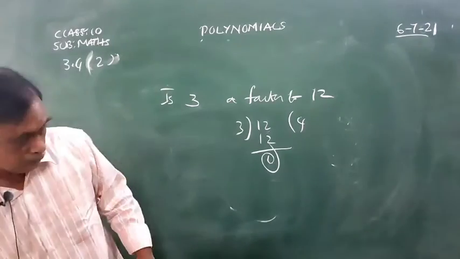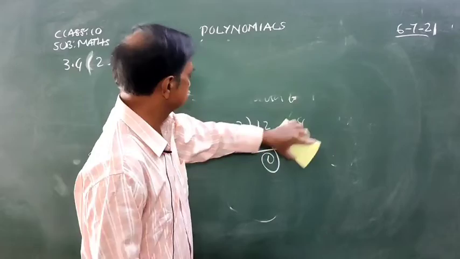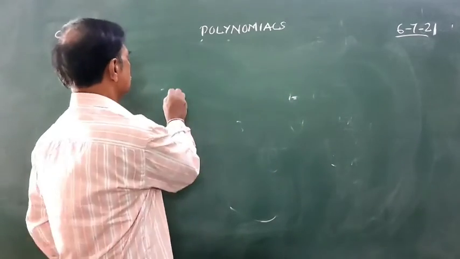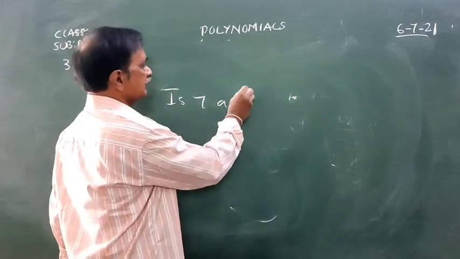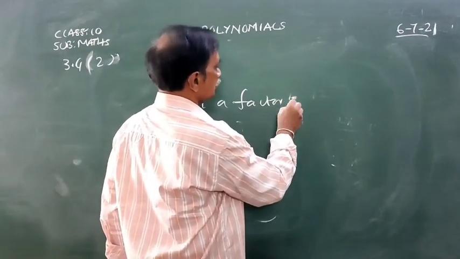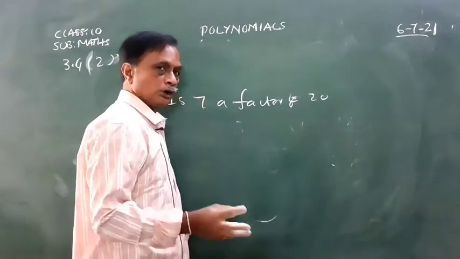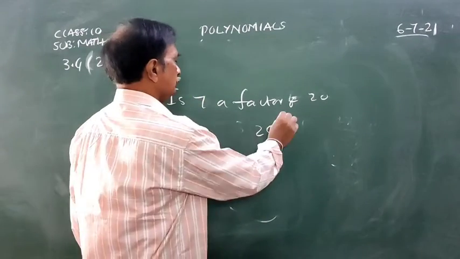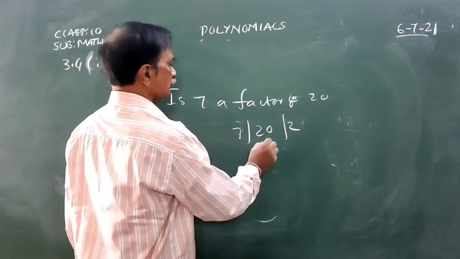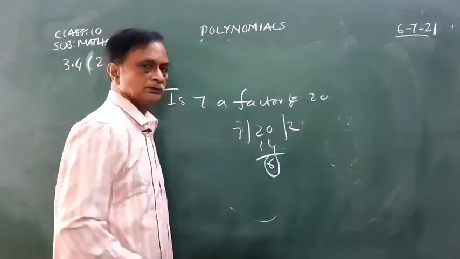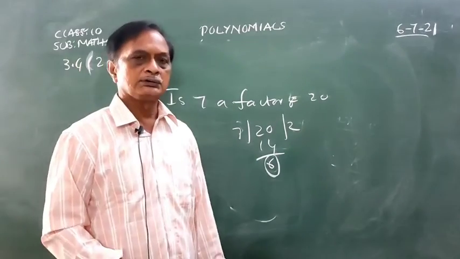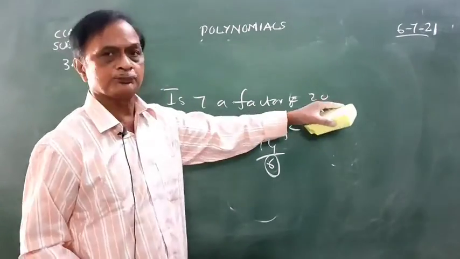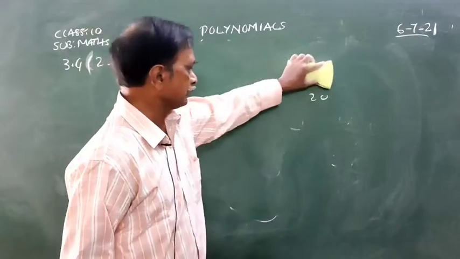But is 7 a factor of 20? No. Why? When 20 is divided by 7, 7 2s are 14. What is the remainder? 6. The remainder is not equal to 0. That's why we can say that 7 is not a factor of 20. Now go to the second problem.